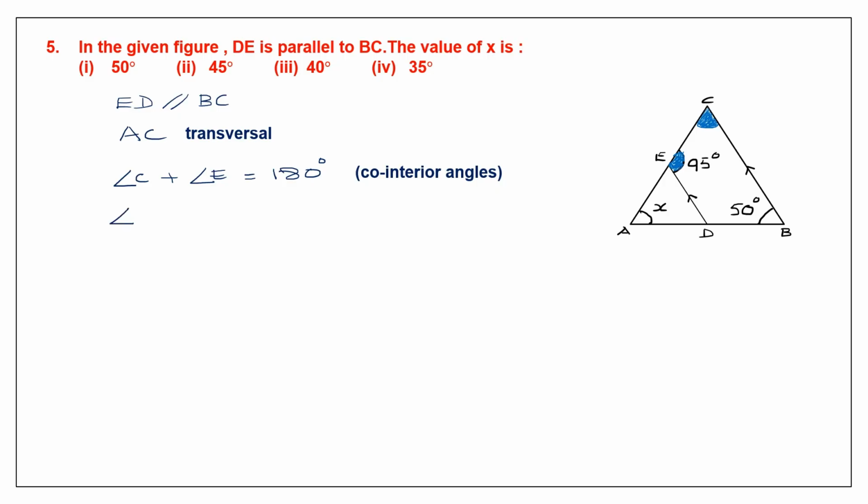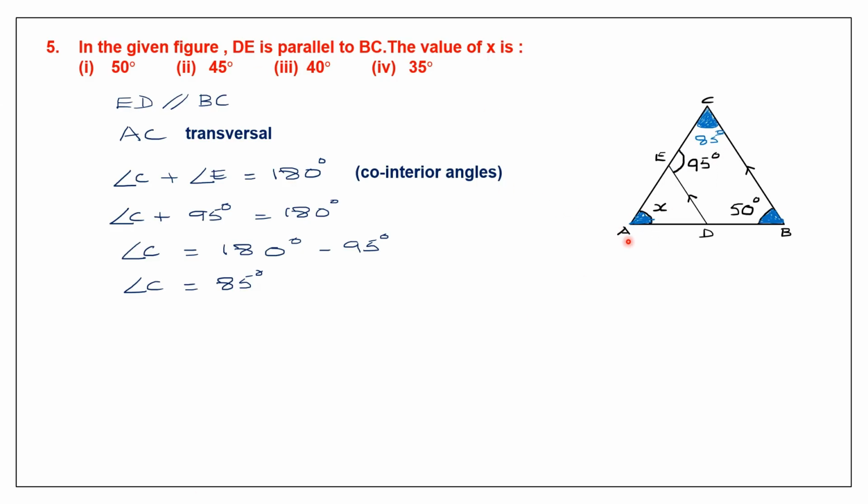So angle C plus E is given to us already, that is 95 degrees, is equal to 180 degrees. So now we can find the value of angle C. This is equal to 180 minus 95. So angle C is equal to 85 degrees. So now we have found angle C.